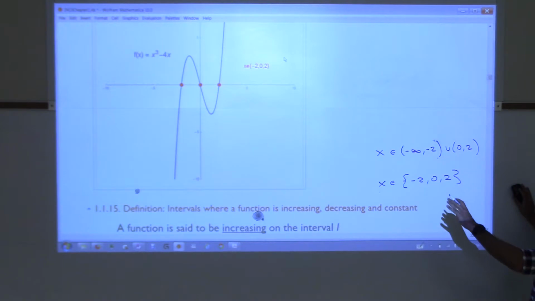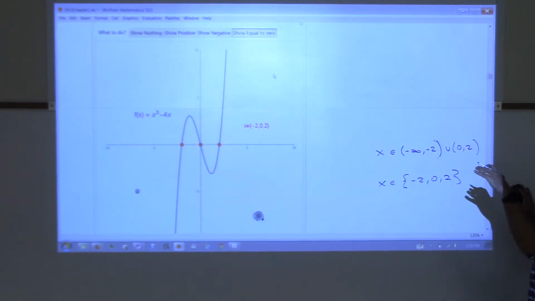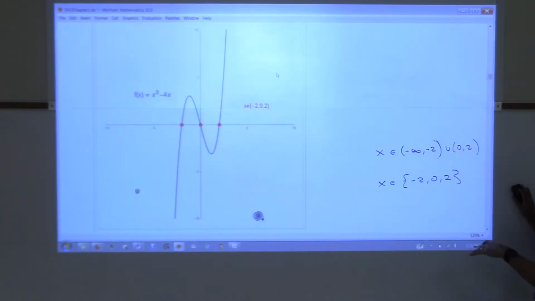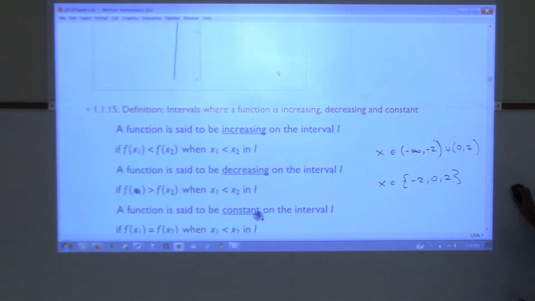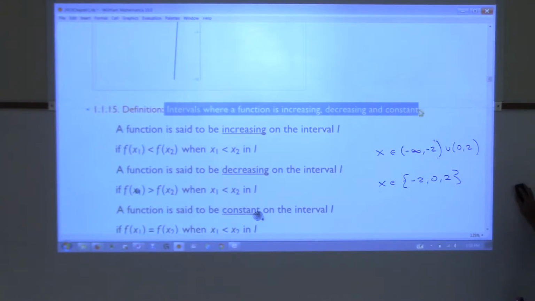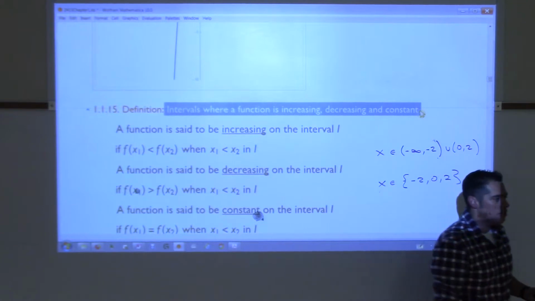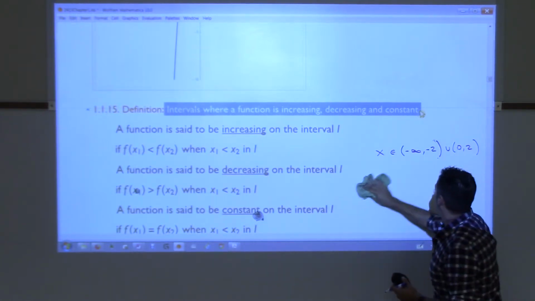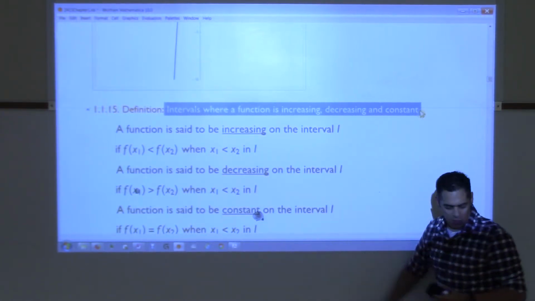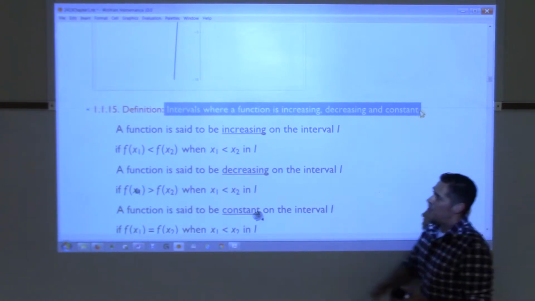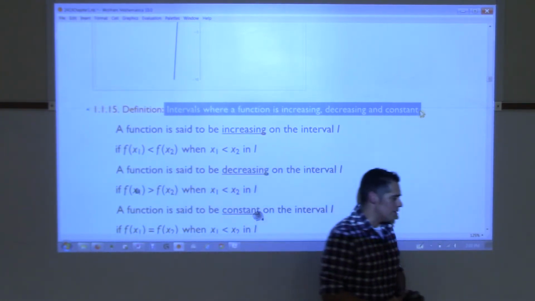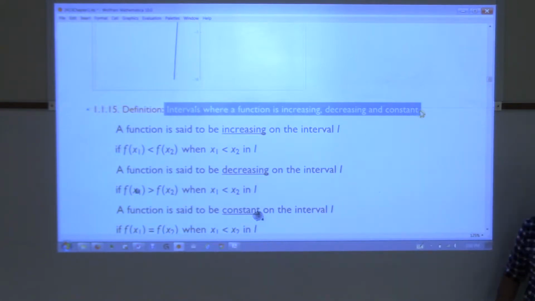Okay, most people have no problems with the idea of where a function is above and below the x-axis. Here's where things start getting a little bit weird. How about the intervals where a function is increasing, decreasing, or constant? So what do those terms mean? What do you remember increasing function to mean? This is the precise definition, but this always freaks people out when they see it. If I tell you that a function is increasing, what do I mean? It's going up, right?